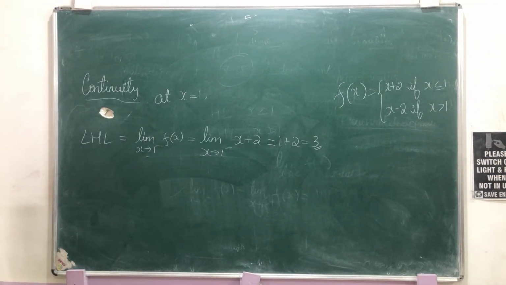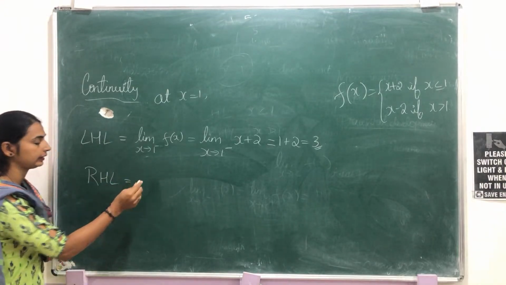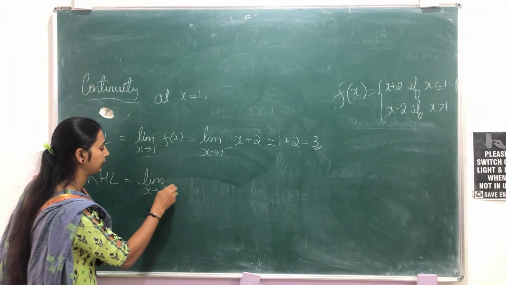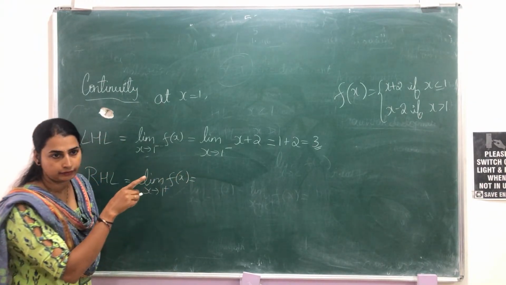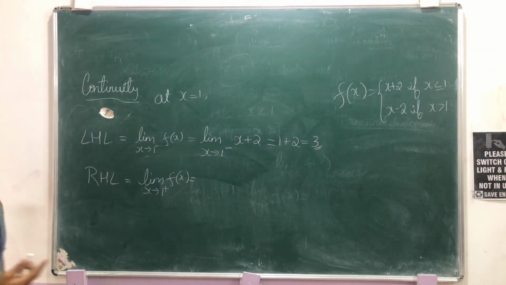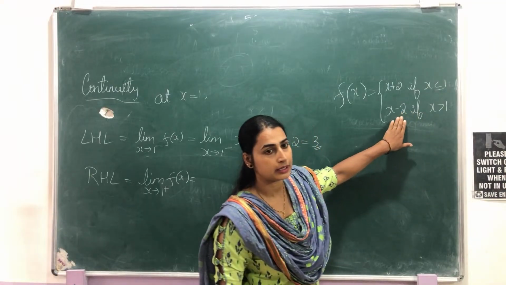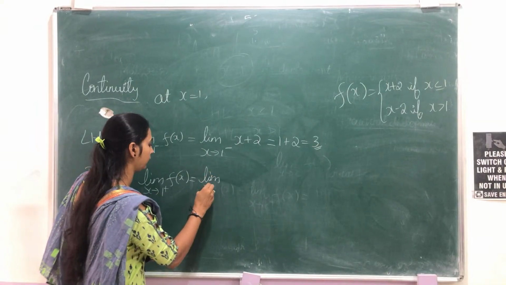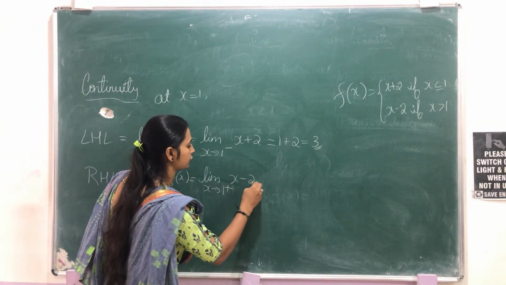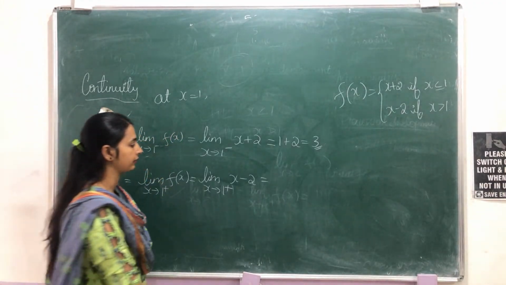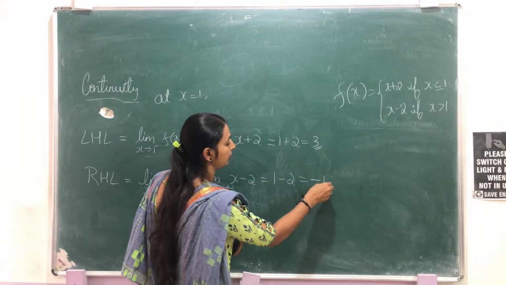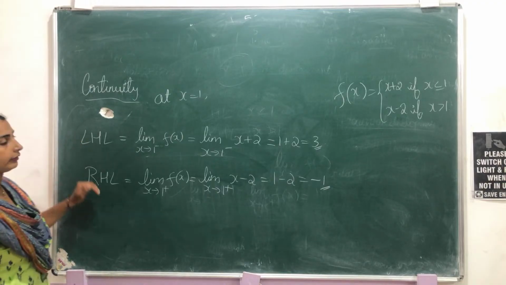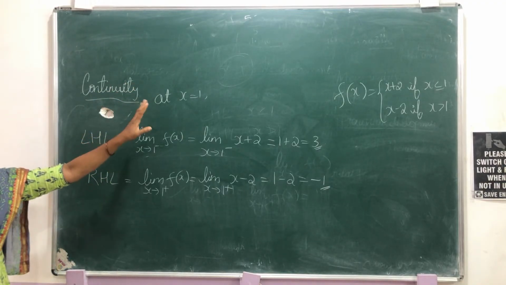Got it? Next is right hand limit. What is right hand limit? Limit x tends to 1 plus f of x. Means what? Greater than 1. Right hand limit means greater than 1. Where you can say greater than 1? Here. And that corresponding value of f of x is x minus 2. So what you will get? Limit x tends to 1 plus x minus 2. Now substitute x as 1. What you are going to get? 1 minus 2. That is nothing but minus 1. Whether left hand limit equal to right hand limit? No. Since left hand limit is not equal to right hand limit, the given function is not continuous.